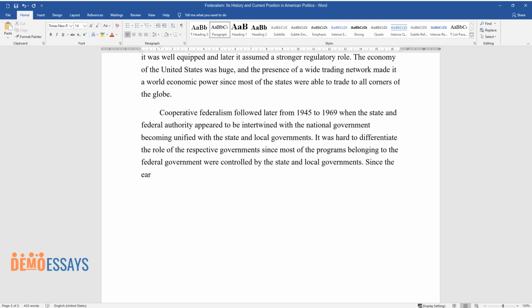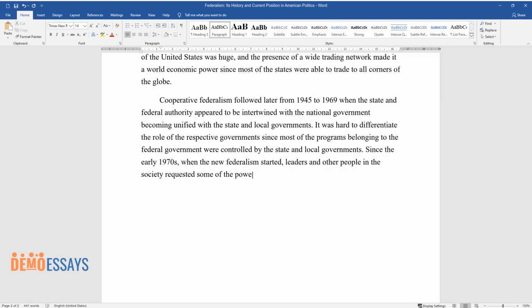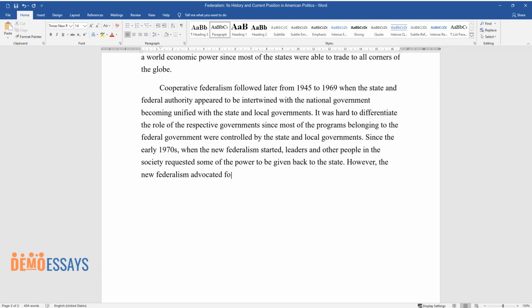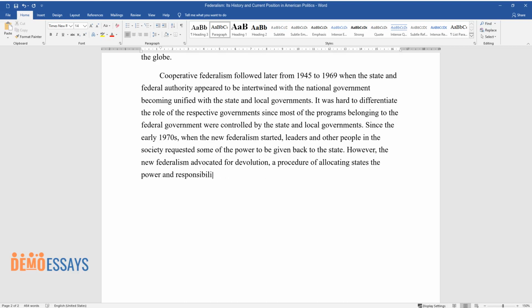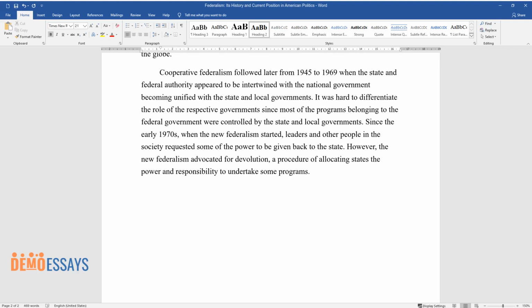Since the early 1970s, when the new federalism started, leaders and other people in society requested some of the power to be given back to the state. However, the new federalism advocated for devolution, a procedure of allocating states the power and responsibility to undertake some programs.